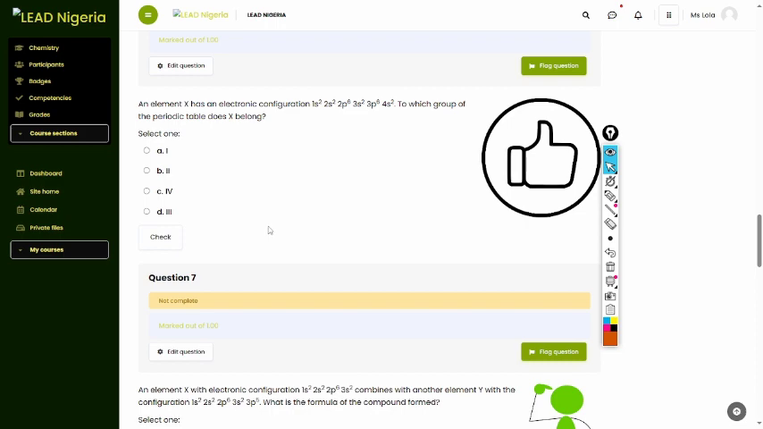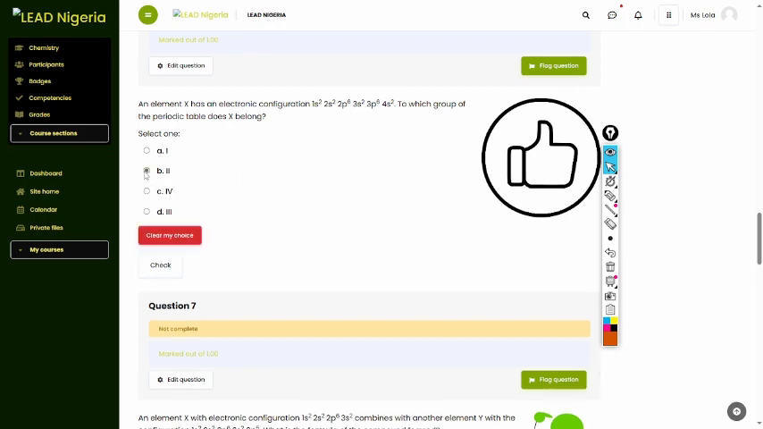Okay, an element X has an electronic configuration of this. Which group of the periodic table does X belong to? The group of an atom or an element refers to the total number of electrons in the highest shell, or the total number of electrons in the outermost shell. The outermost shell here, or the highest shell here, is shell 4. And the total number of electrons under shell 4 is 2. So the valence electrons of this element is 2, and that makes it belong to group 2. So the correct answer would be B.